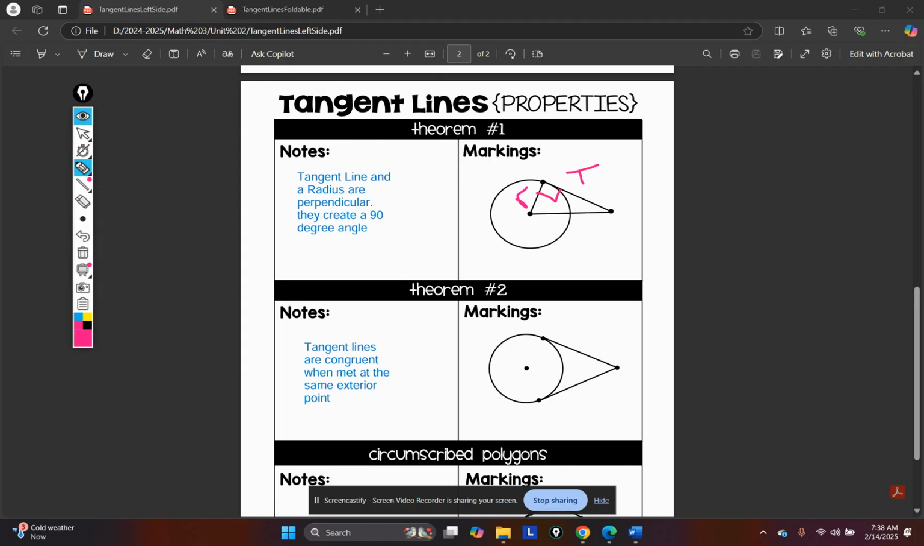Tangent lines are, for theorem 2, tangent lines are congruent when met at the same exterior point. So if this is your exterior point and they meet at this point, they are congruent. Okay? So both lines will be the same measure.